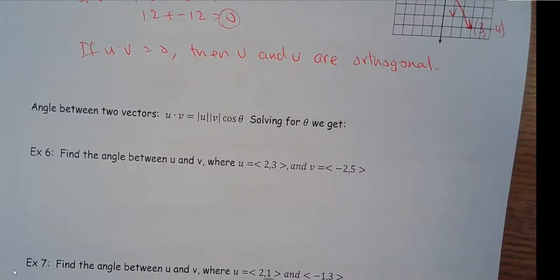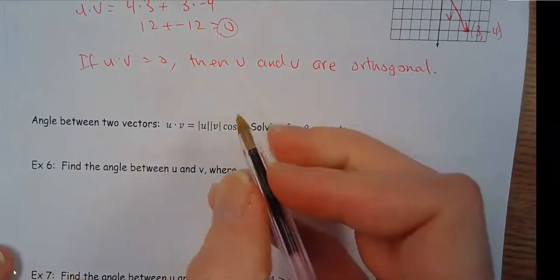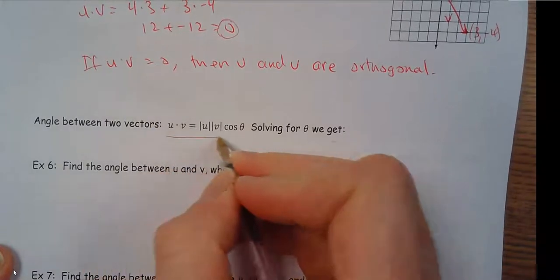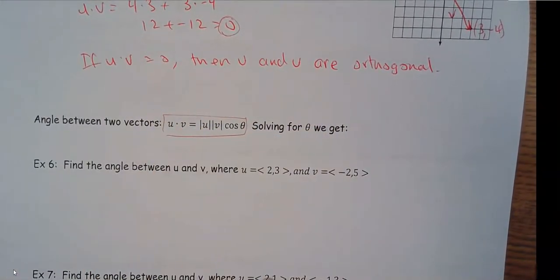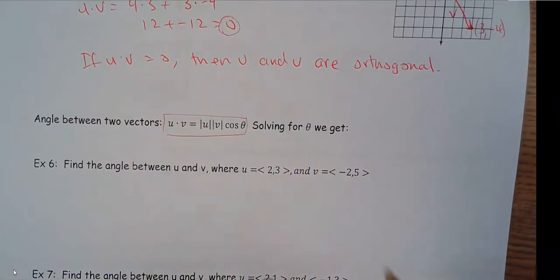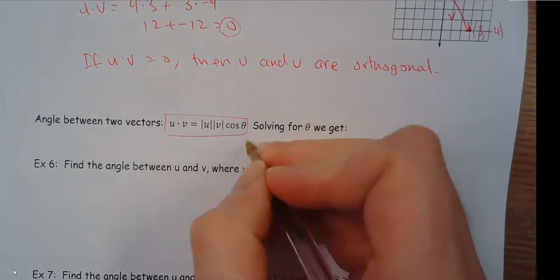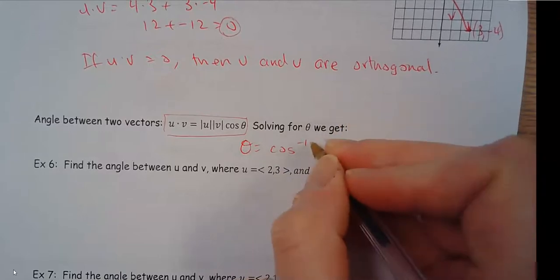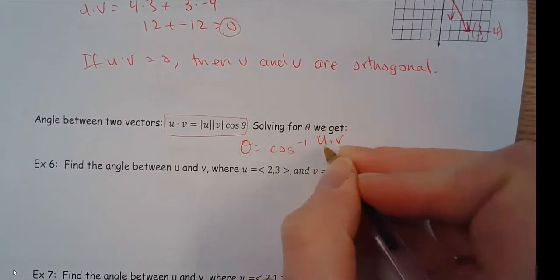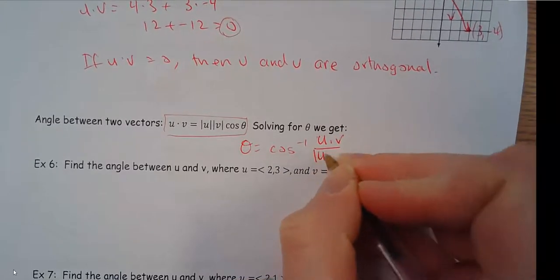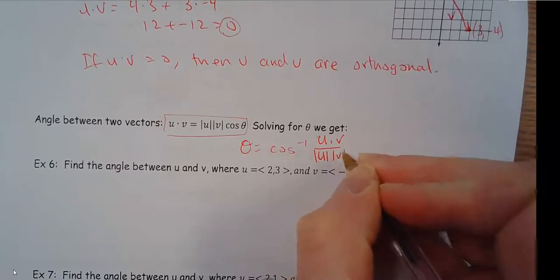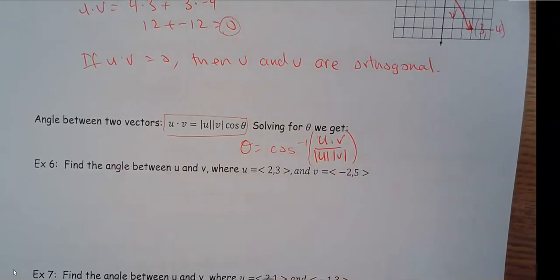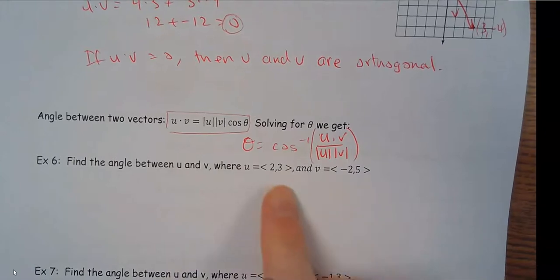Now, we said on the front side that anytime you want to find the angle between two vectors, use this formula, which when I solved for theta, theta equaled the inverse cosine, just copying from the front, u dot v divided by the magnitude of u times the magnitude of v. So find the angle between u and v if u and v are this.